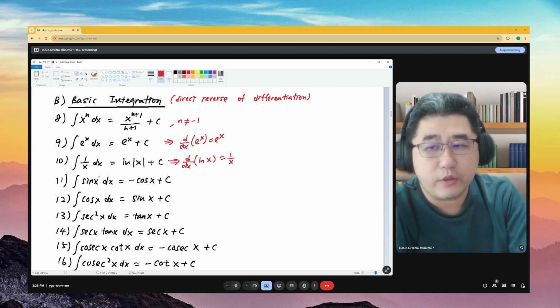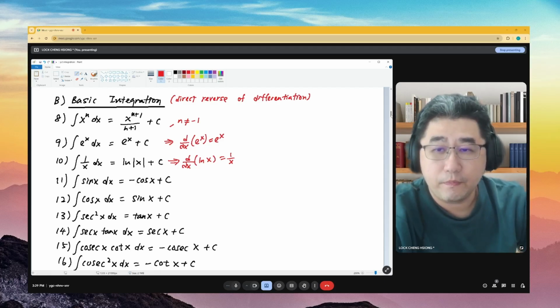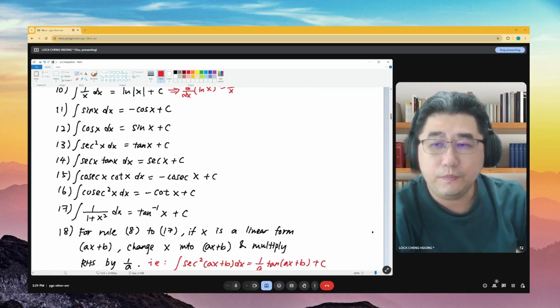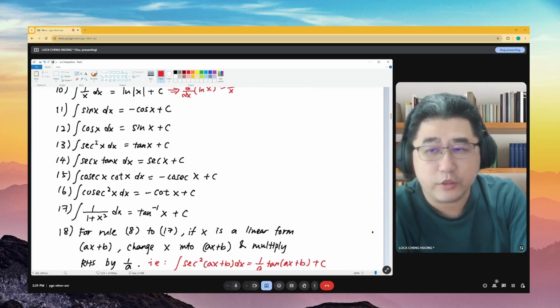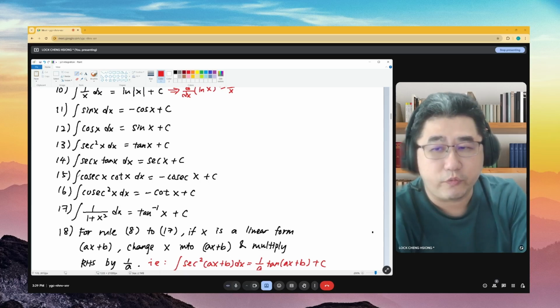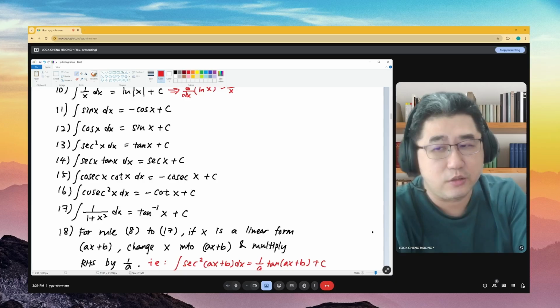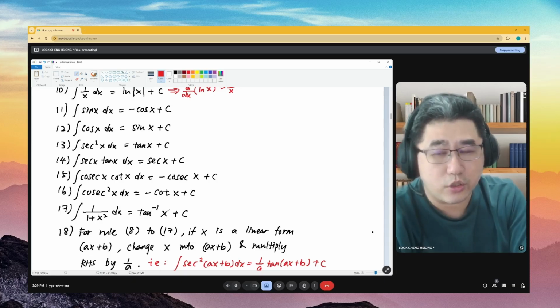Number 11, the integral of sine goes to negative cos. Number 12, the integral of cos goes to sine. Number 13, the integral of sec squared goes to tangent. Number 14, the integral of secant tangent goes to secant. Number 15, the integral of cosecant cotangent goes to negative cosecant. Number 16, the integral of cosecant squared goes to negative cotangent. Number 17, the integral of 1 over 1 plus x squared gives us arctangent of x.